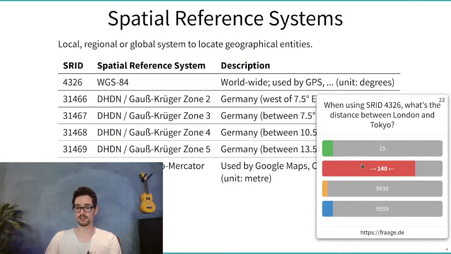I can later show you a query in SQL how I found this out. It's not 15. Why 15? I don't know. And this is maybe the distance in kilometers or so, but no, the SRID uses the unit of degrees.